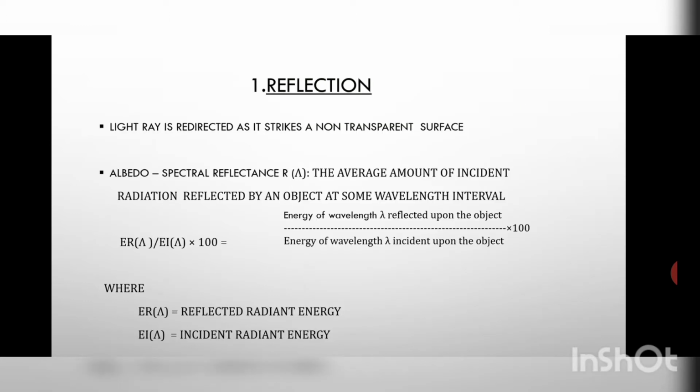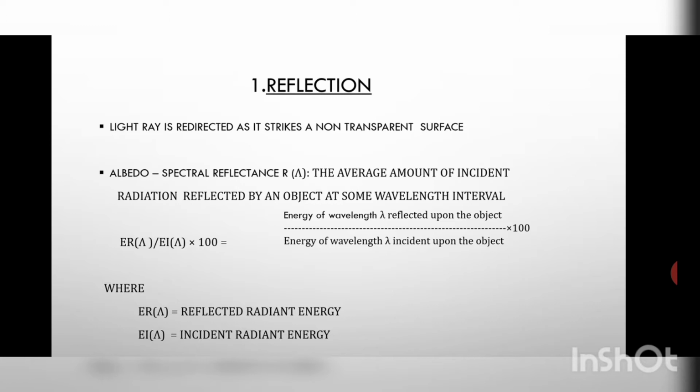Now, reflection. Reflection occurs when the light ray is redirected as it strikes a non-transparent surface. What is a non-transparent surface? A non-transparent surface is a surface which has the property to not let a percentage of the radiation be redirected into the same medium.